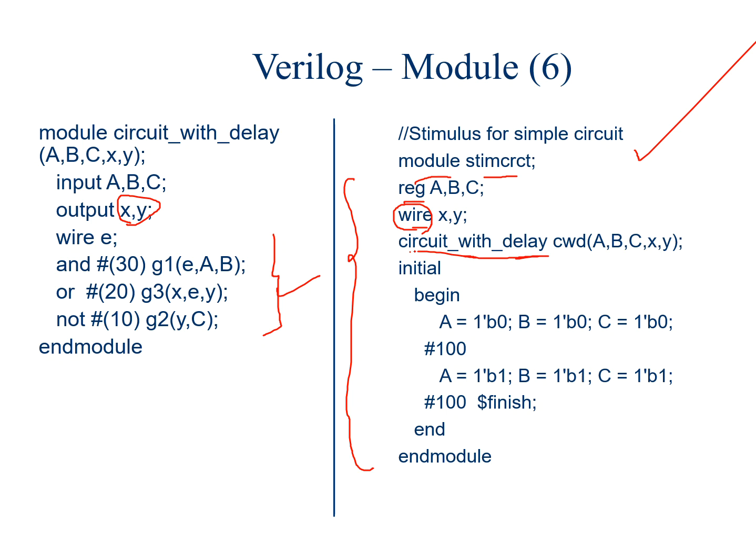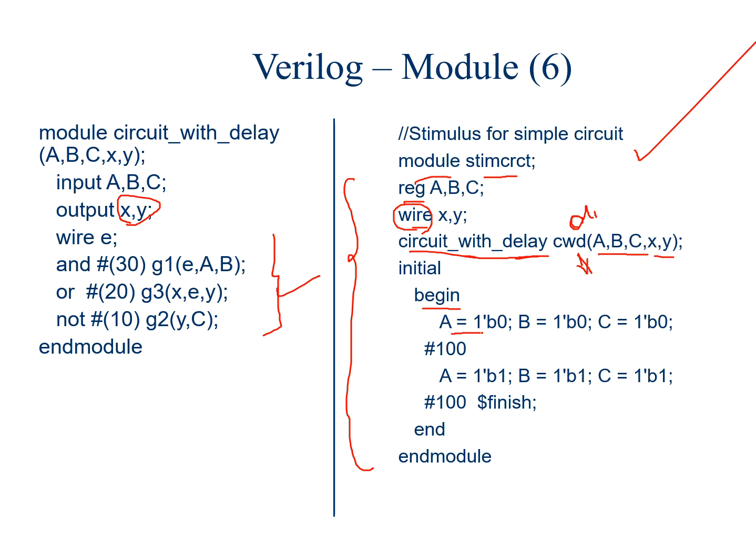This is your module name, with a module instantiation name. Any name can be given. It can be C1, or it can be any name such as D1, or it can be D. Any variable can be given, but it should not be A because A is already declared here. Okay, so a module instantiation is given. Within that you have to call A, B, C, X and Y, your inputs and outputs, and then your initial. You start with initial, and then you begin your stimulus.